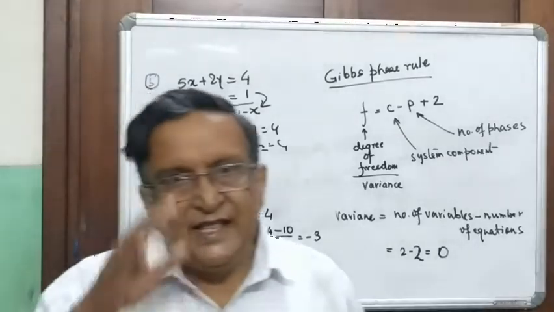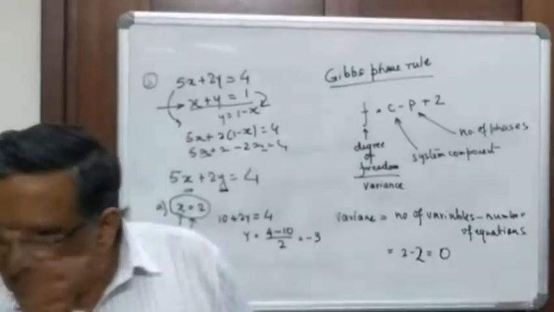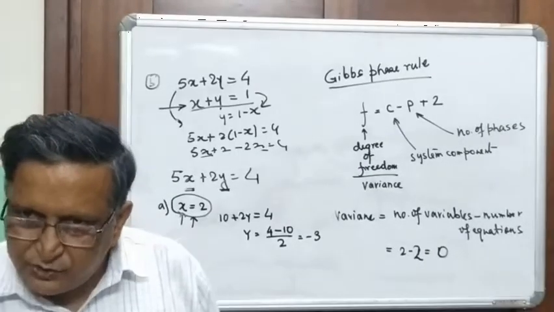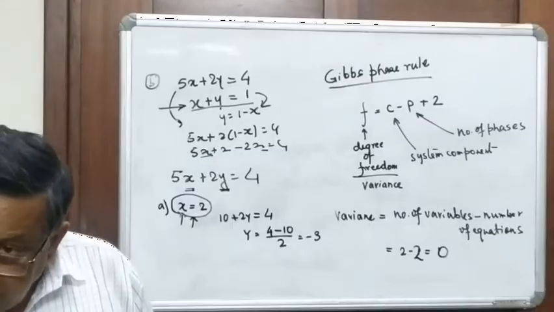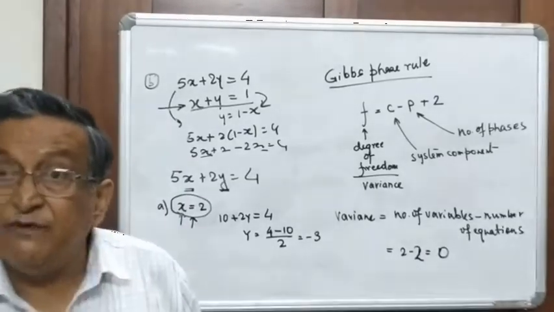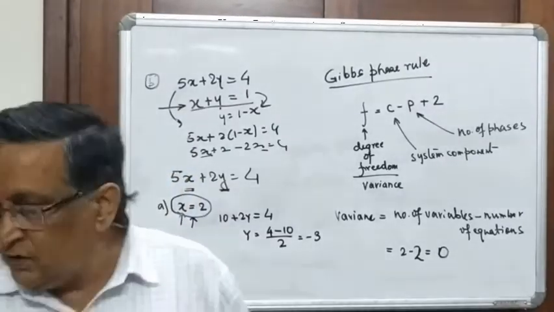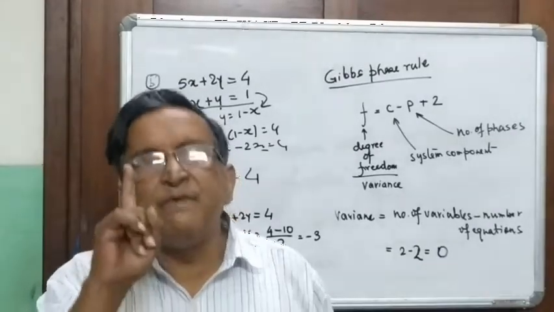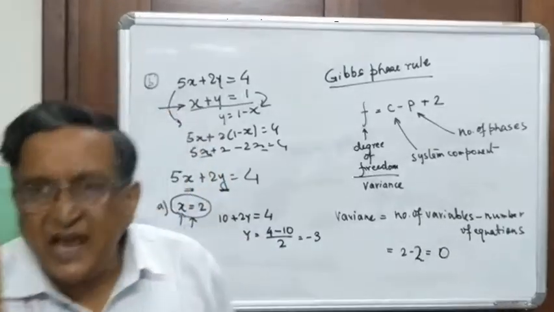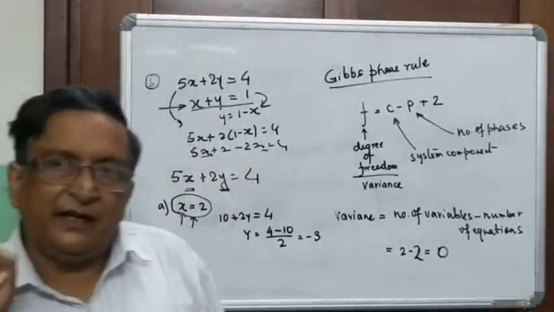Have you understood? That is the catch of Gibbs phase rule. It does not tell you how many variables you can find out. It can tell you only the number of variables it cannot find out. The number of variables, not even what the variable is. It says the number of variables that the system cannot determine.